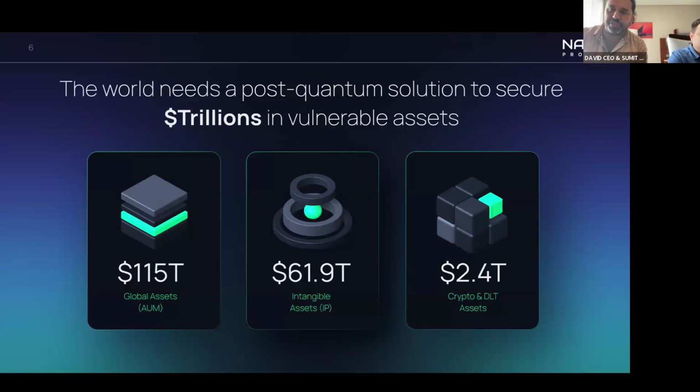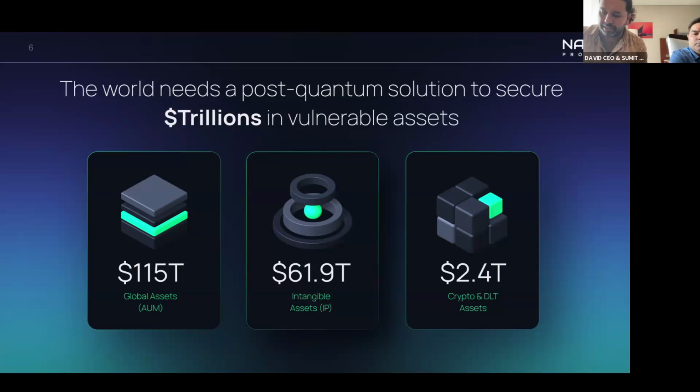Our objective is to use decentralized methods and assurance that every participant in the network is in a trusted state to basically protect these environments. 115 trillion dollars is the global assets under management value right now, so you can call it the international banking system. Intangible assets, you can call intellectual property and other things like that. And the crypto and DLT assets, 2.4 trillion, which changes every day depending on the market, also need to be backed by post-quantum capabilities.